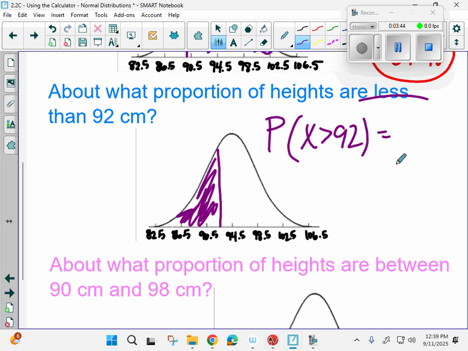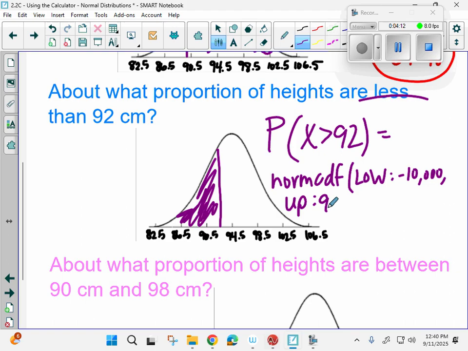And we're going to do norm CDF on our calculator. This time, what is my lower bound? Negative a big number, okay? It technically goes forever to the left. So it kind of looks like 82.5, but don't put that. Put negative 10,000, okay? If you are doing less than a number, negative 10,000. And we're going up to 92. There's my upper bound. My mean is still 94.5, and my standard deviation is still 4.